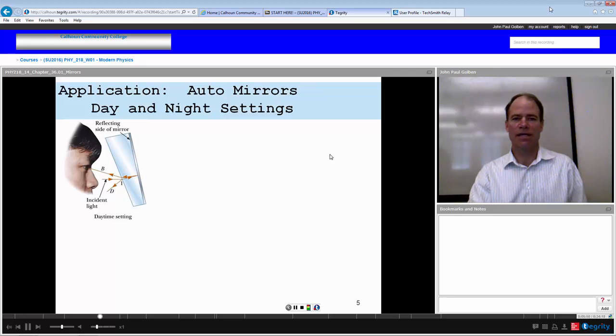Here's an application: auto mirrors. Some auto mirrors have day and night settings. With the daytime setting, you have light coming in, going through the glass, refracting, then reflecting off the mirror and coming back and refracting to your eye. So you're getting a direct image of the light during the daytime.